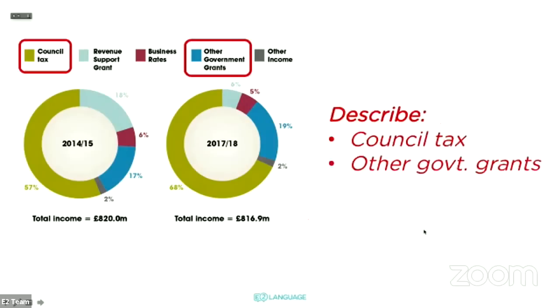You can see that. Now we want to do this one. We want to describe the council tax and the other government grants. Why? Does anyone know why? Why did I put these 2 together? Just type into the chat. Why am I going to combine these 2 into one sentence? This is the $100 question.